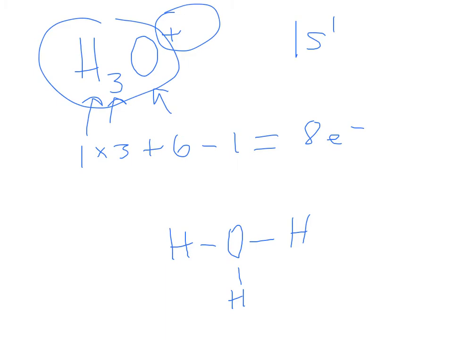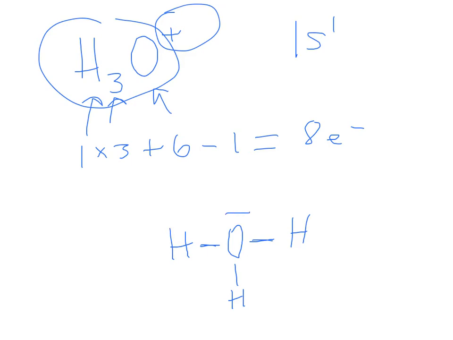So that means that I've got 2, 4, 6 over here. And so the only other place that we need 2 more electrons is on the oxygen, and there it goes.